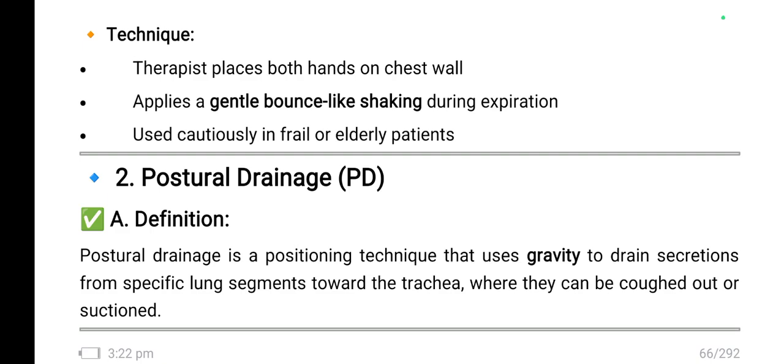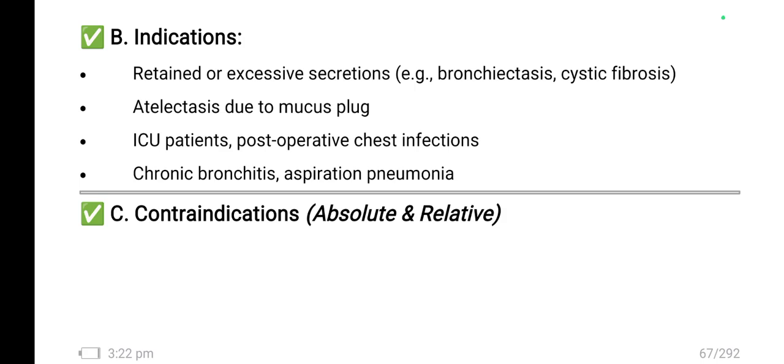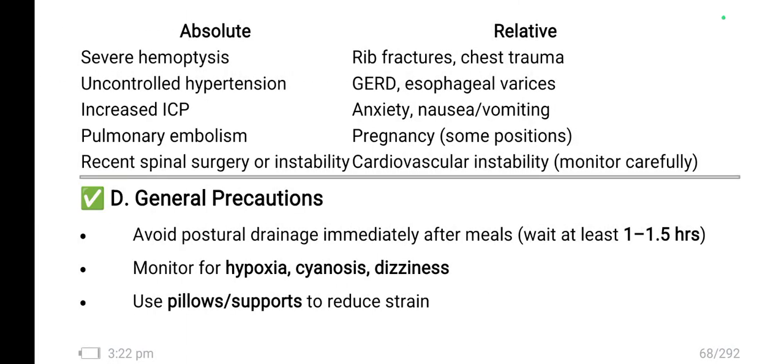Next is postural drainage. What is postural drainage? It is a positioning technique that uses gravity to drain secretions from specific lung segments towards the trachea, where they can be coughed out or suctioned. Indications are retained or excessive secretions, for example bronchiectasis, cystic fibrosis, atelectasis due to mucus plug, ICU patients, post-operative chest infections, chronic bronchitis, and aspiration pneumonia. And for whom it is contraindicated, we have absolute and relative contraindications.